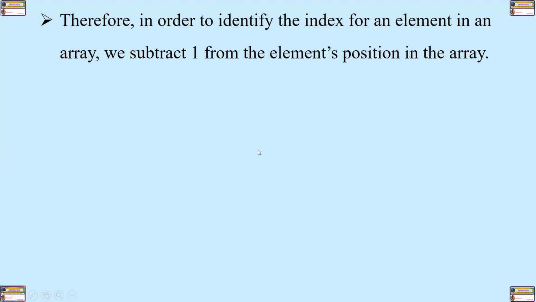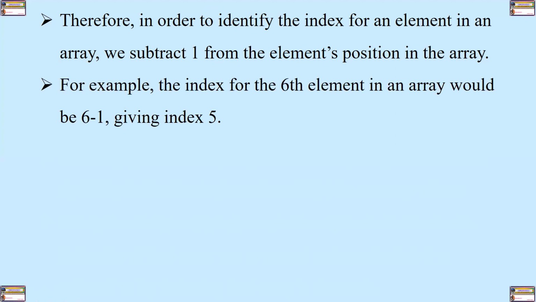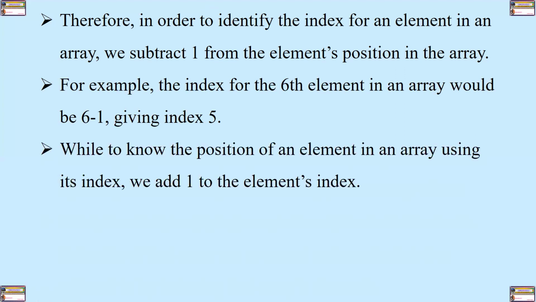Therefore, in order to identify the index for an element in a certain position, you always subtract 1 from that position. For example, the index for the 6th element in an array would be 6 minus 1, giving index 5. Well, to know the position of an element in an array, if you are given the index of that element, just add 1, and it will give you the position.